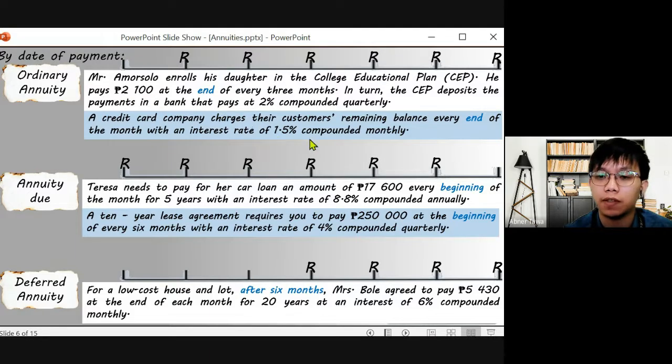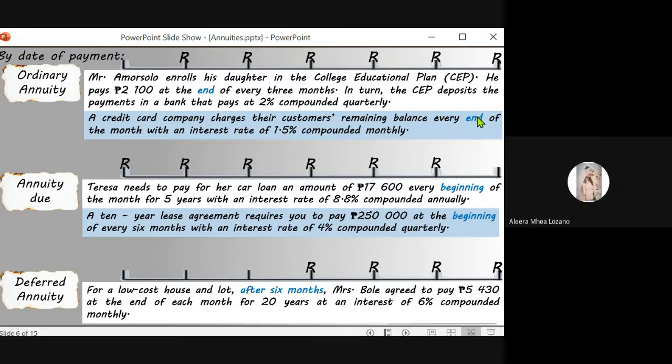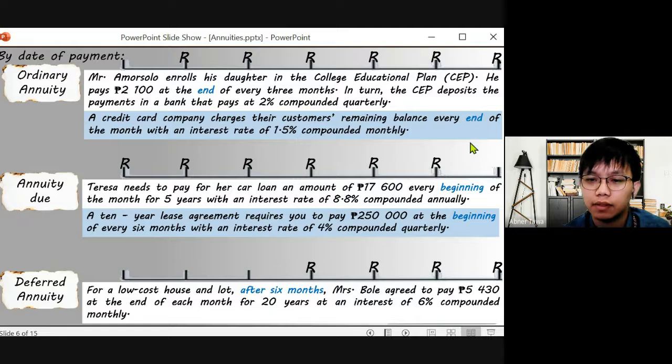Next, we have here the second example. Who wants to read? How about the others? Kindly participate. Okay, how about the others? Jubel, sige ka ulit.